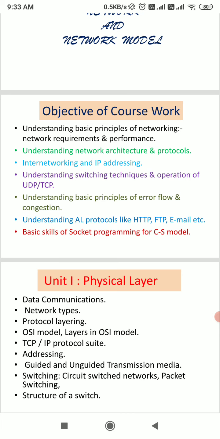Then we will move to the internetworking and the IP addressing. You can see here all the points which we will cover in this subject.